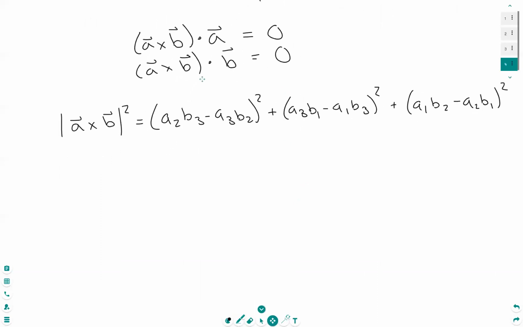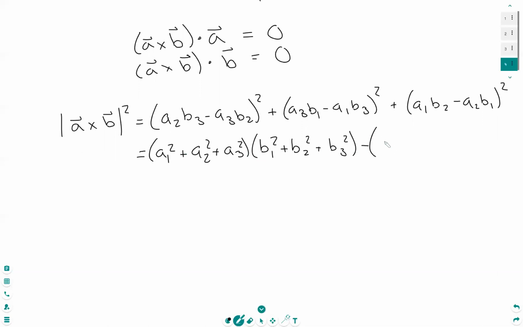So what I'm going to do is try to massage this right-hand side into something really nice. So I'm going to go ahead and FOIL these out and then group them in a nice little way here. So this is equivalent to (A1 squared plus A2 squared plus A3 squared) times (B1 squared plus B2 squared plus B3 squared) minus (A1 B1 plus A2 B2 plus A3 B3) squared. Okay.